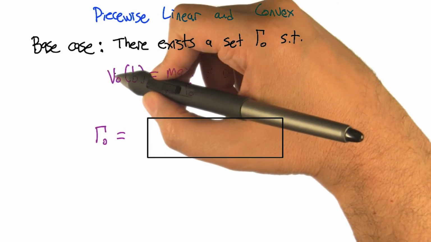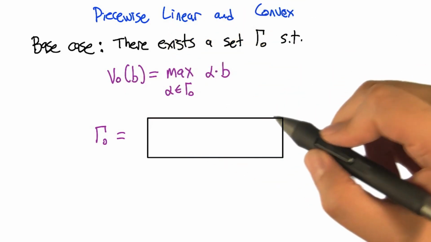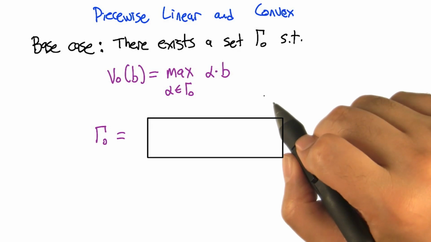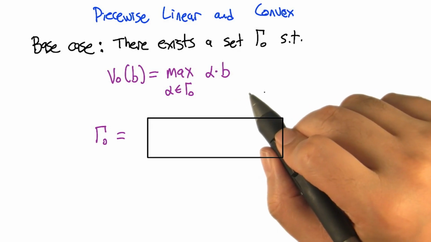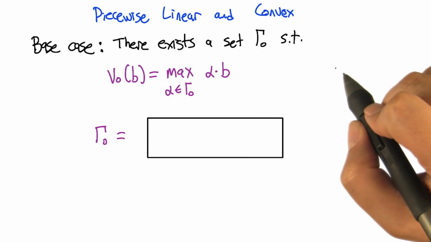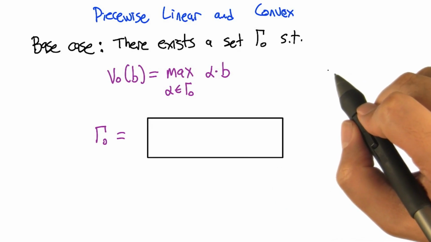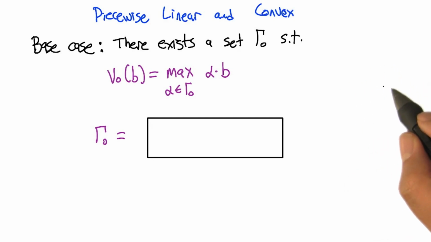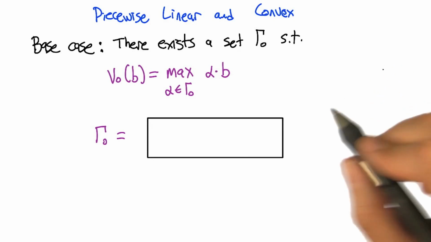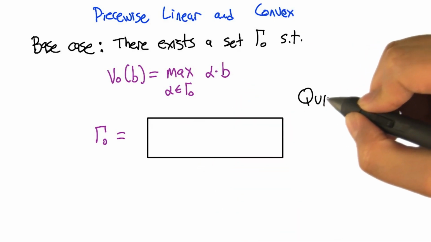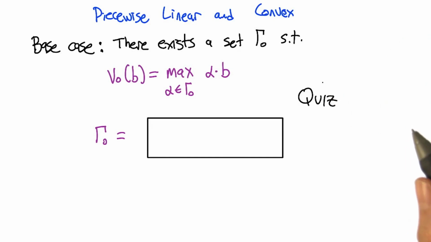So what we're going to do actually is a proof by induction. We're going to show that the base case is that we can represent the value function at time step 0 using a finite set of vectors. And that if we can represent the value function for some step t minus 1 with a finite set of vectors, then we can construct a finite set of vectors for representing the value function at t. So let's start off with the base case. So this is going to be a quiz, because often base cases are not so hard. This base case is not so hard. Here's what we need to do.